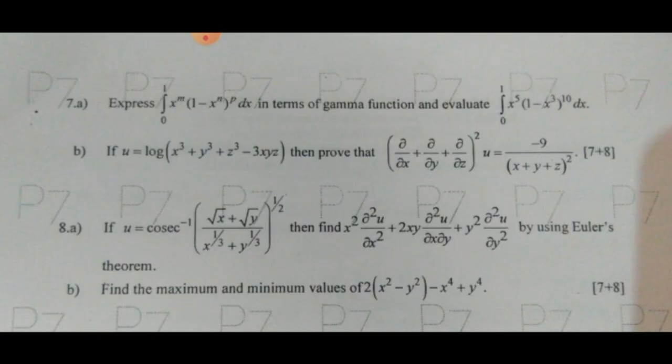Remember, the gamma function integral always has limits 0 to infinity only. Since the limits given are 0 to 1, it should be converted into the beta function. So directly you can use it in terms of the beta function.